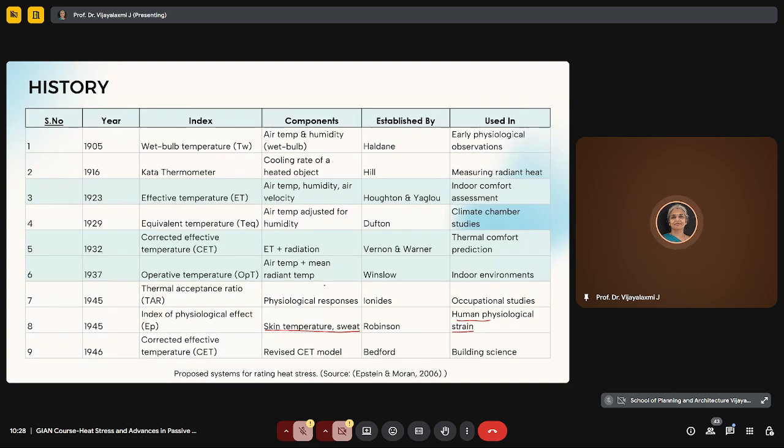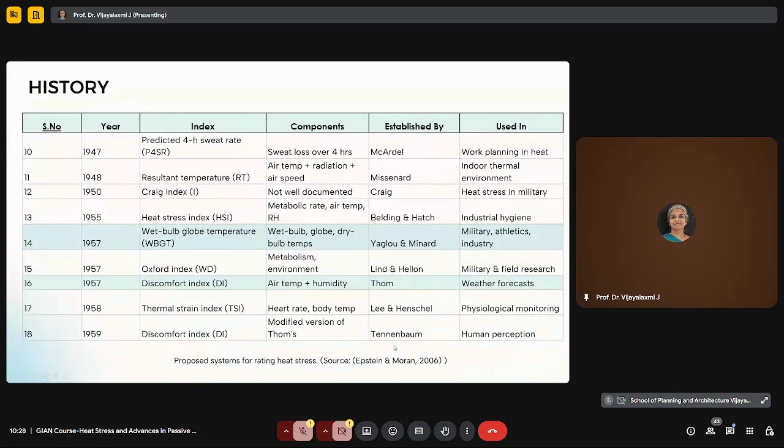Very sticky, feels sticky, then how do you measure that? Then corrected effective temperature again, which came back in 1946 with a revision, is a revised corrective effective temperature model, which is what the Bedford scale is. The 5-point or 7-point is used in building science.